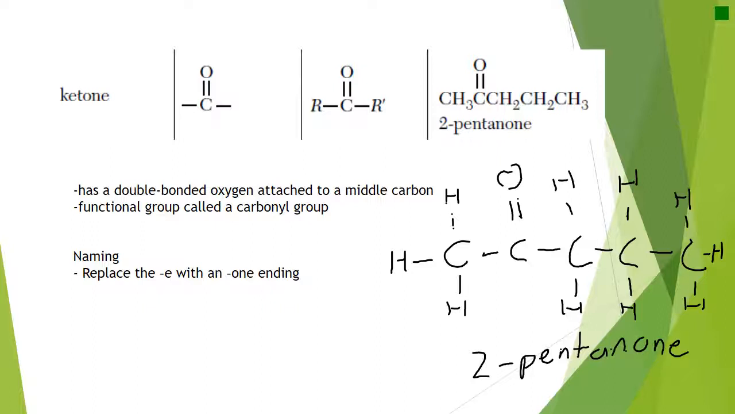And notice the ending. Once you establish where exactly the double bonded carbon is, you replace the E with an ONE ending. So instead of pentane, it's pentanone.